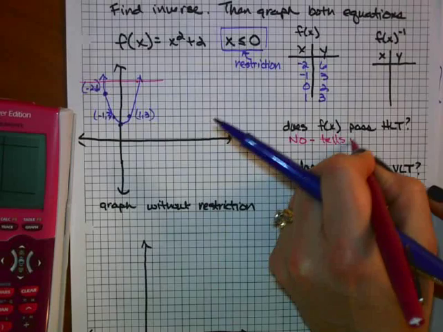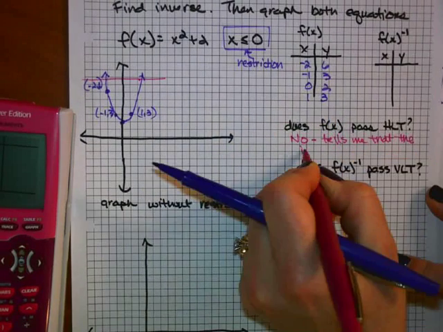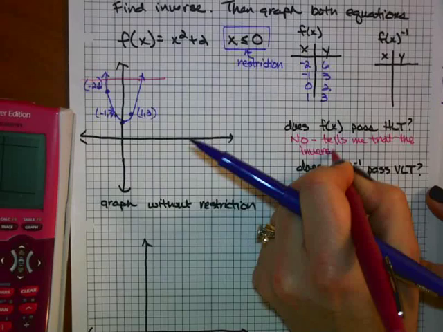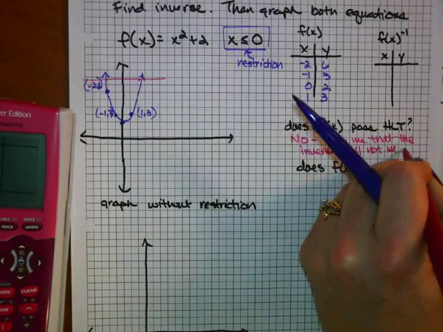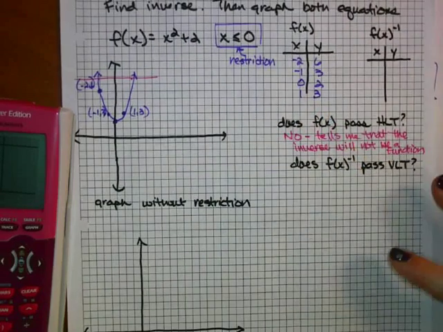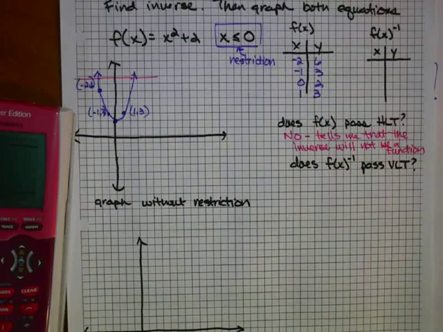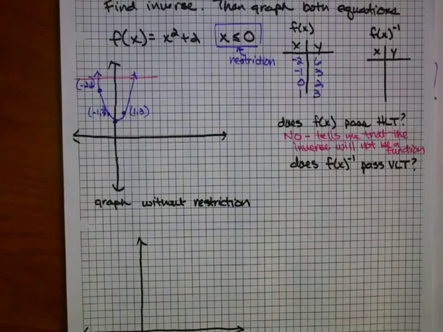That the inverse will not be a function, or it won't pass the vertical line test. It's just a little piece of knowledge that you need to know a little later, so it's good to know. If your original function doesn't pass the horizontal line test, your inverse function will not pass the vertical line test. It will not be a function.